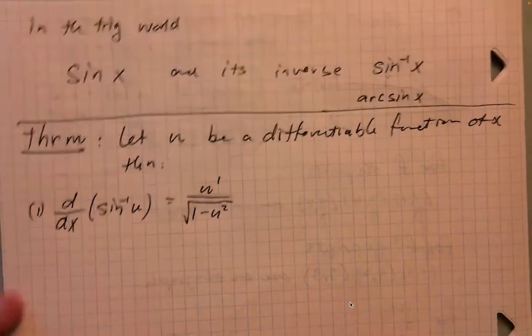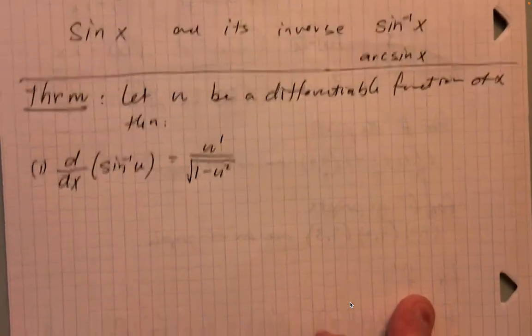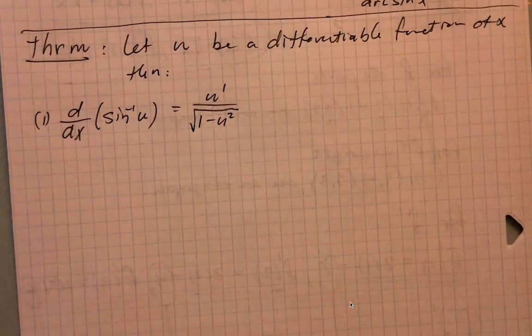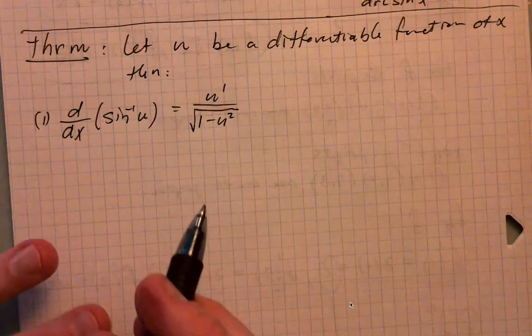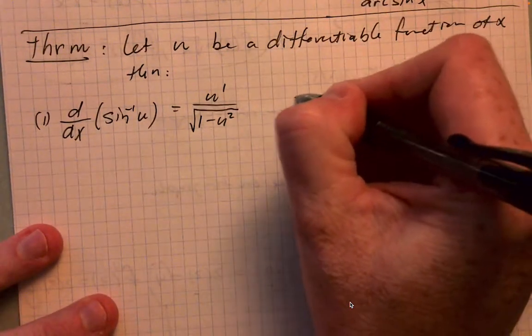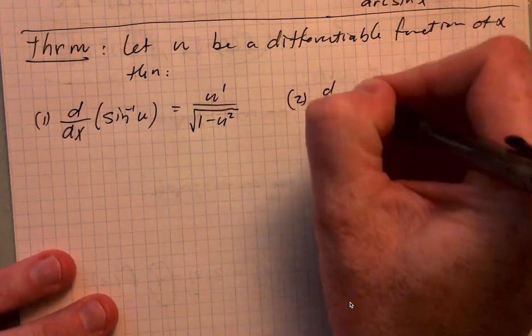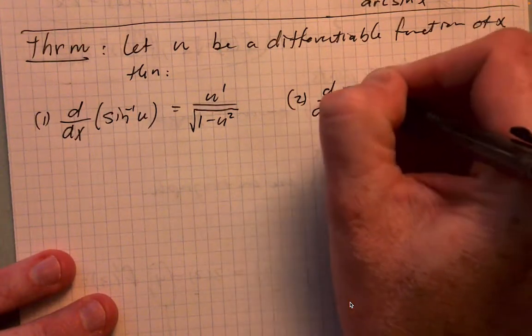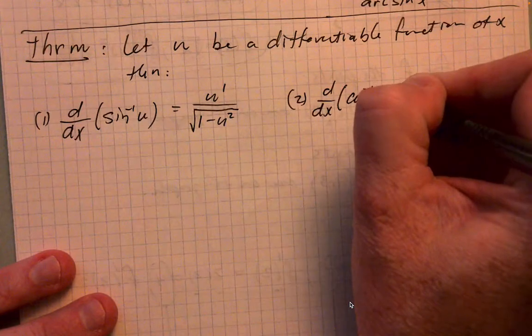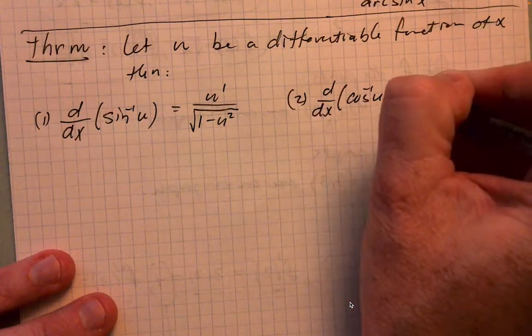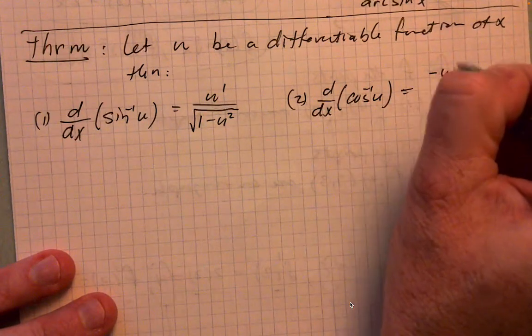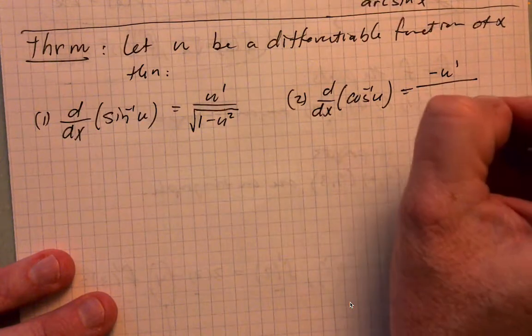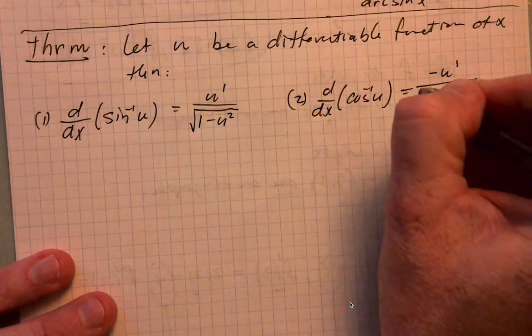Okay, probably didn't see that coming. So we'll get into this in a second. Let's throw them all up here. What about the inverse cosine, d dx of inverse cos of u is equal to negative u prime over the square root of 1 minus u squared.